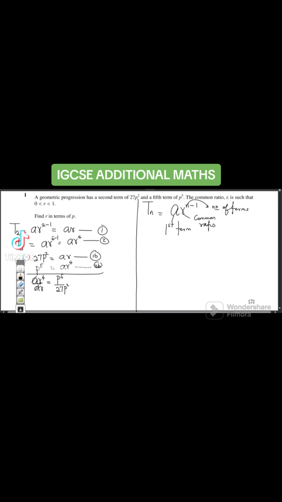So if a cancels a, r raised to the power of 4 over r will give you r raised to the power of 3. And p raised to the power of 5 over p squared gives p cubed over 27. So let's continue our solution from here. r cubed is p raised to the power of 3 over 27, and 27 is 3 raised to the power of 3. And that gives you p over 3, everything raised to the power of 3. So if the cube cancels the cube, what is your common ratio? r equals p over 3. So you can see how to solve questions on geometric progression as far as IGCSE is concerned.